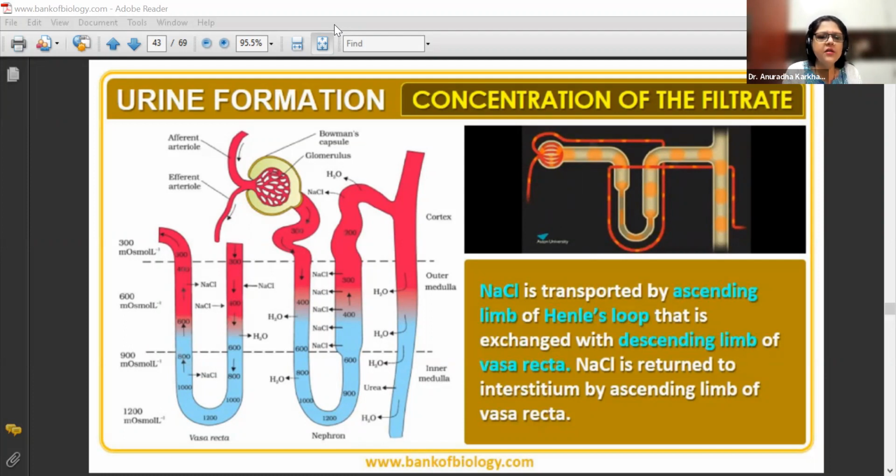NaCl is transported. A person drinking more water increases the water content in the blood and thereby helps in the removal of waste through urine. Exactly, Vaishnavi. Very good, beta. Very well said. And that is the reason you have to drink more water.